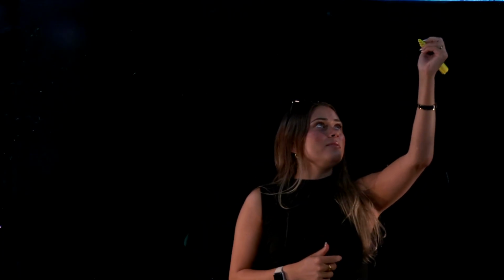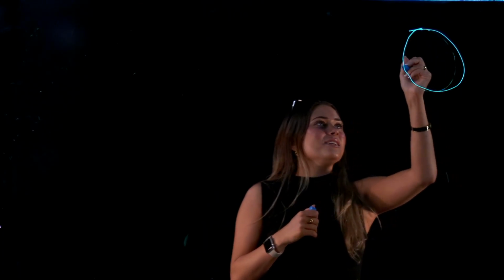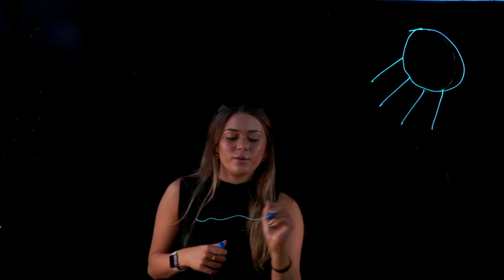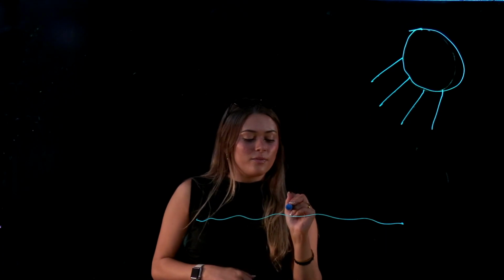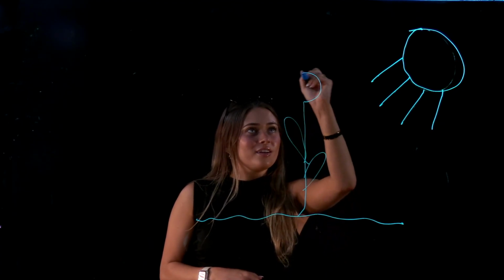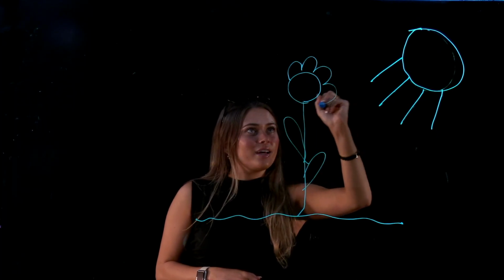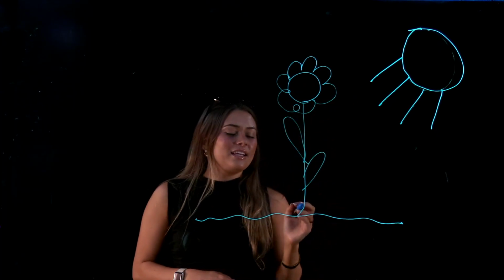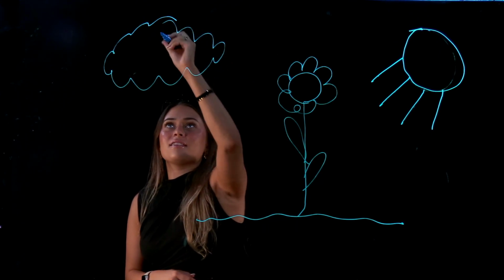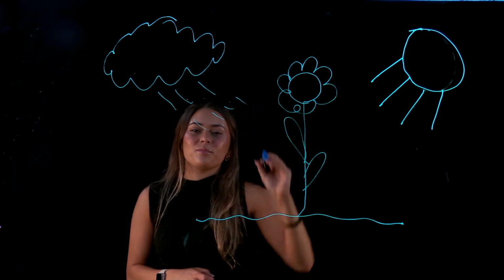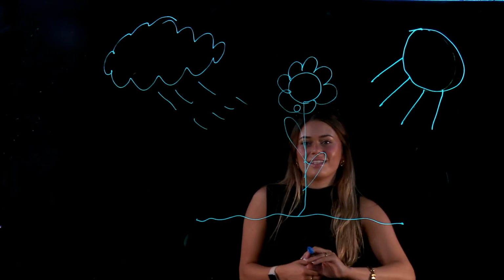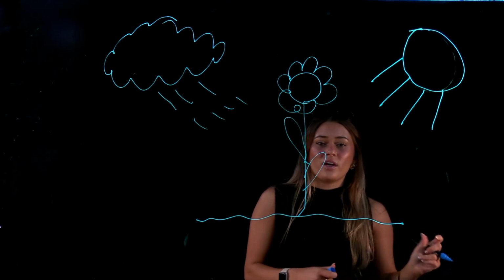So we have the sun. And then we have the soil over here, and then we have our little flower. It's a really tall flower, but it's okay. And then we have the rain. Okay, so we have the sun that's giving sunlight, and the clouds that rain on the wet soil.